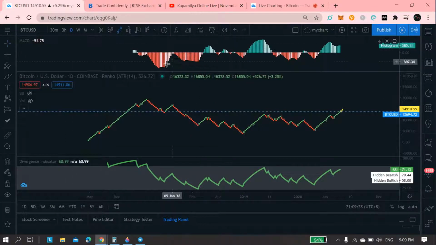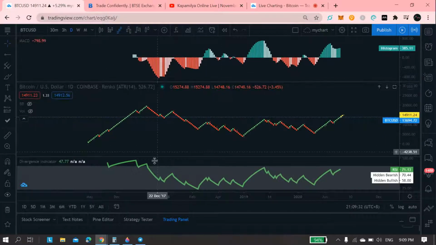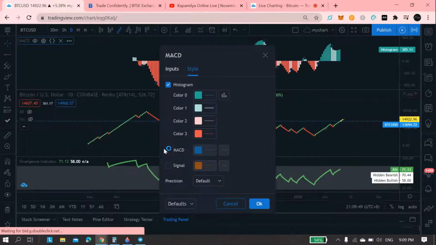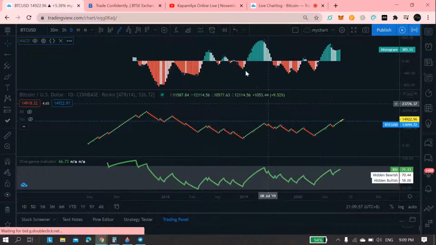For me, I'm not really using the MACD, because mostly I'm using just the chart, and if there's an indicator, the RSI or the divergence indicator, and sometimes the Bollinger Band. So for the MACD, I just hide the MACD line and the signal line, but you can also show it. However, he just uses this histogram.